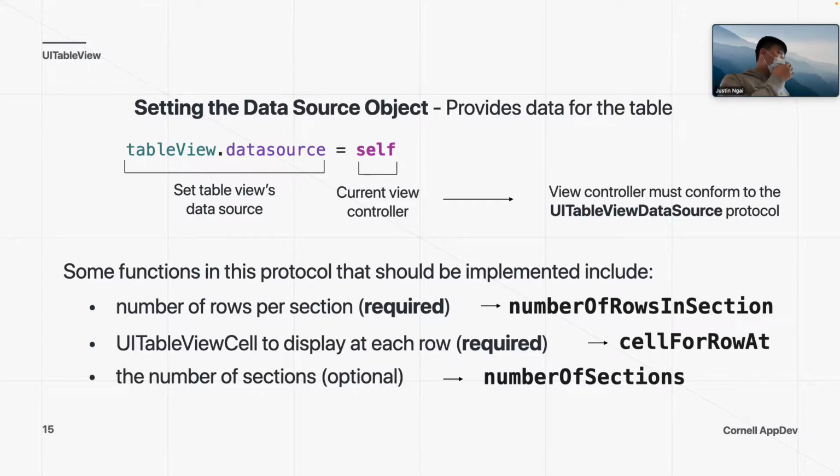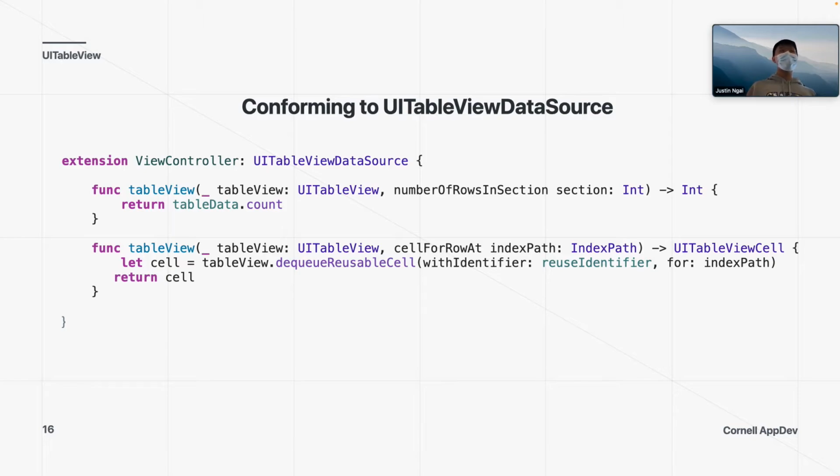Yeah, and the final one is also optional. The number of sections is like what we saw before in the settings app, where we have a bunch of different parts that are split up with a big gray spacing. But this number of sections function is optional because if you don't set it, it's just going to be 1. Okay. So that's the data source.